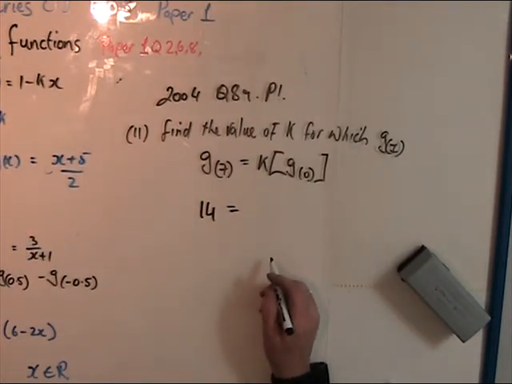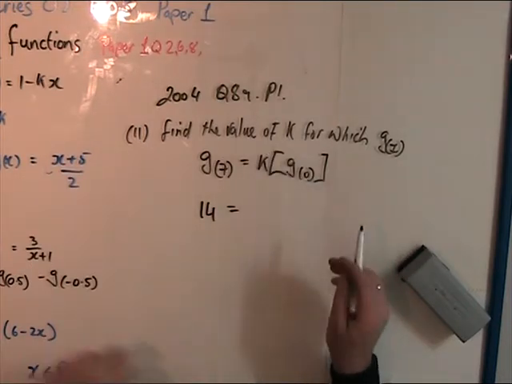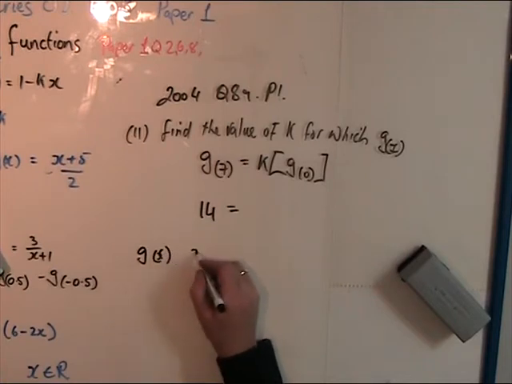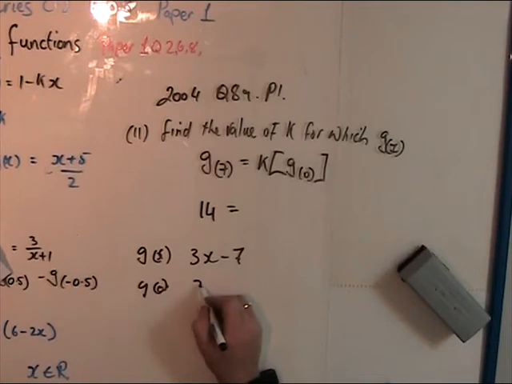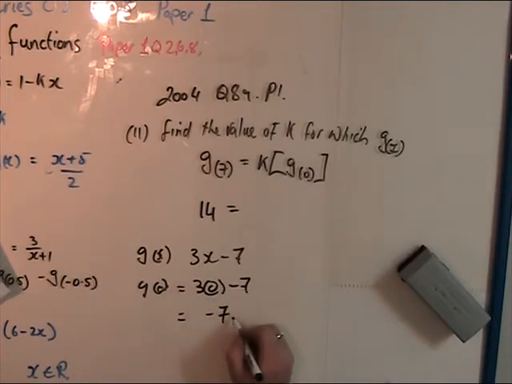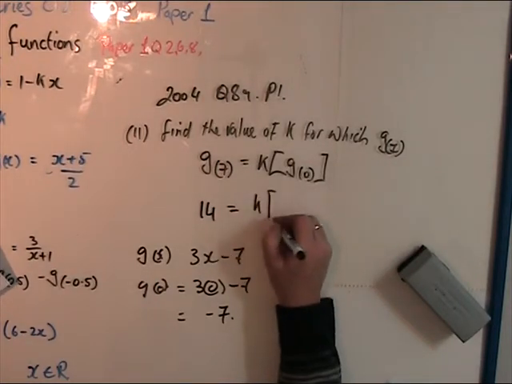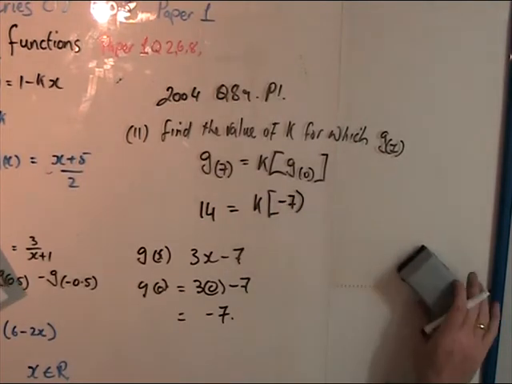And what's g of x? g of 0. Well, what's g of 0? g of x is 3x minus 7. g of 0 is 3 times 0 minus 7. Okay, so we're remembering this is equal to minus 7. So we're putting in k times g of 0, which is minus 7. Okay, we got that?